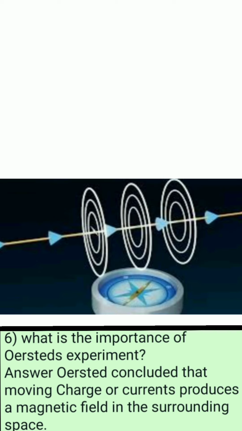6. What is the importance of Oersted's experiment? Answer. Oersted concluded that moving charge or currents produces a magnetic field in the surrounding space.